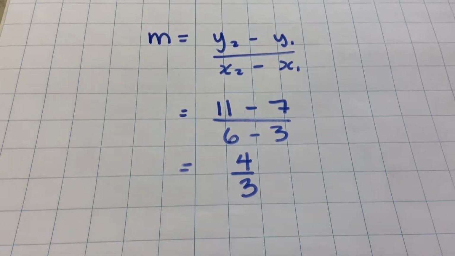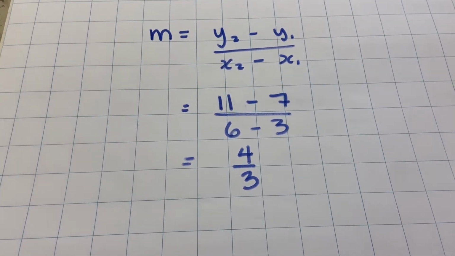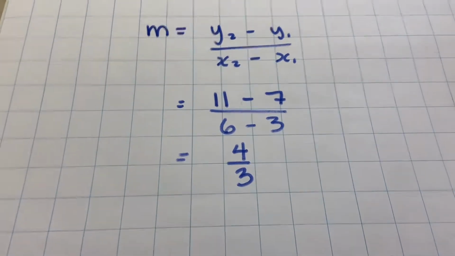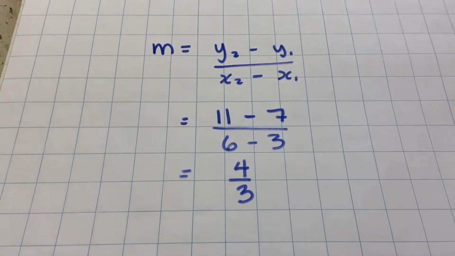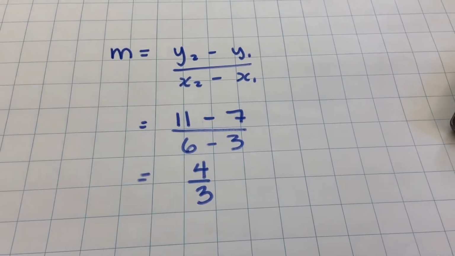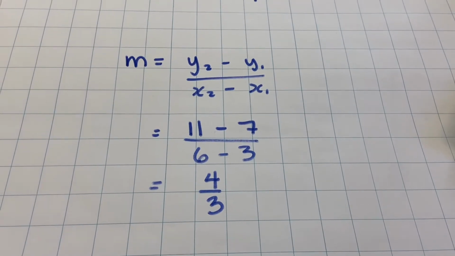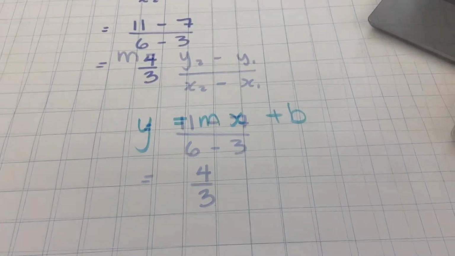Now, this question becomes hard or difficult now, because 4 divided by 3 is not a nice number. If I use my calculator, 4 divided by 3 is 1.3333333333, and that's not something nice that I want to put into an equation. So that means I want to keep my 4 over 3.